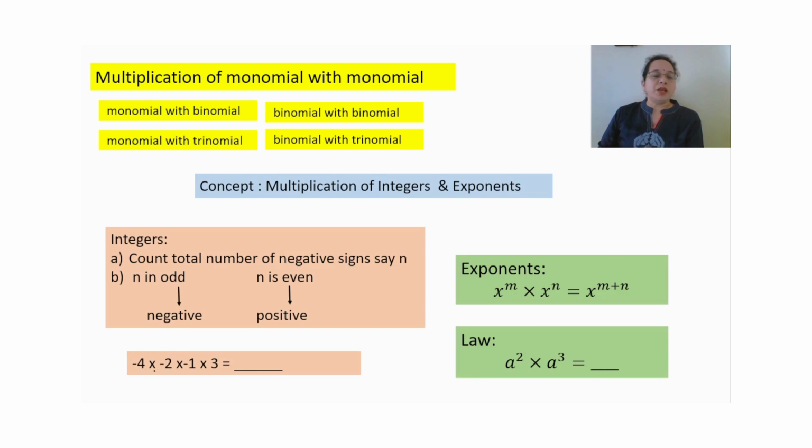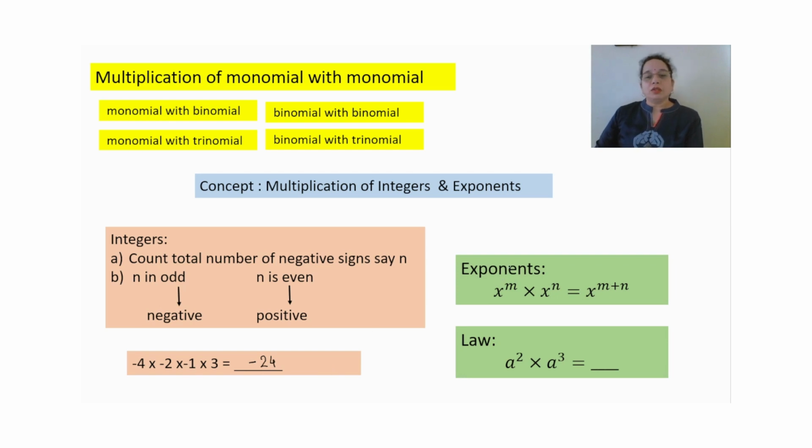So here is the multiplication of integers. We multiply number with number. 4 2s are 8. 8 multiplied by 1 is 8 and 8 3s are 24. So this is the number. And now we count the total number of signs: 1, 2, 3. 3 is an odd number. So your answer will be negative.